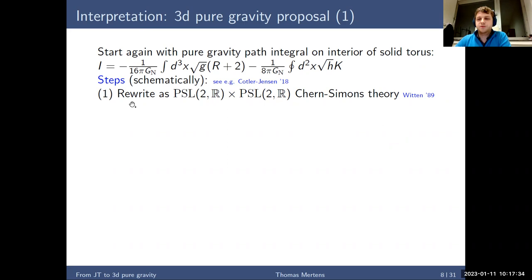And that is to go through the first order formulation of 3D gravity. So the first step is you can rewrite 3D pure gravity as two copies of the Chern-Simons theory based on the PSL(2,R) group.